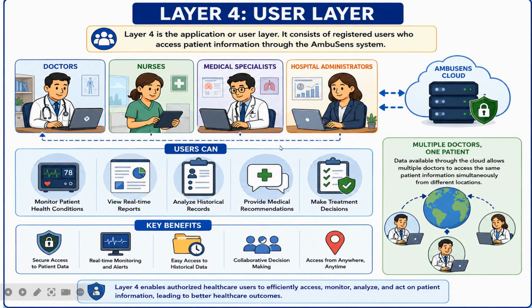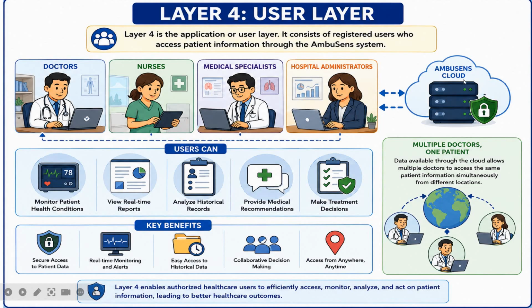Next you have layer 4, that is the user layer, and it is the topmost layer of the system. It serves as an interface between the healthcare system and its users. Here it consists of authorized healthcare personnel who can access the patient information through the AmbuSens cloud platform. Different categories of registered users are shown here, including doctors, nurses, medical specialists, and hospital administrators. These users access the patient information stored in the AmbuSens cloud according to their roles and responsibilities.